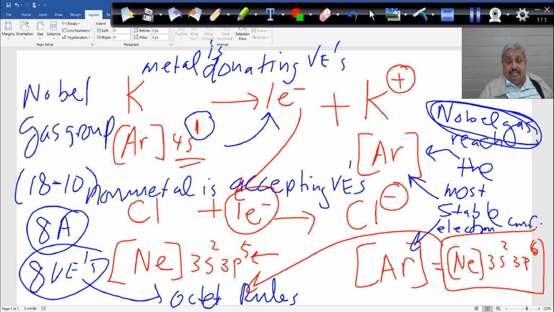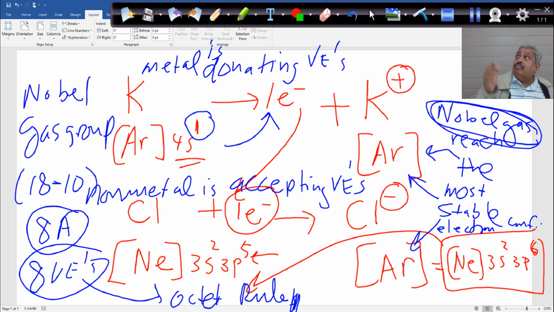The octet rule is telling us that when a metal combines with a non-metal, the metal tends to give away its valence electron and reach the noble gas electron configuration, which has 8 valence electrons, and the chlorine accepts those valence electrons and reaches the most stable state. Why octet?